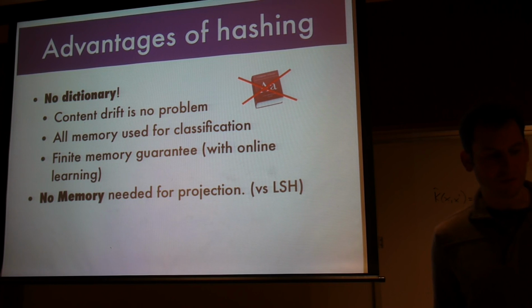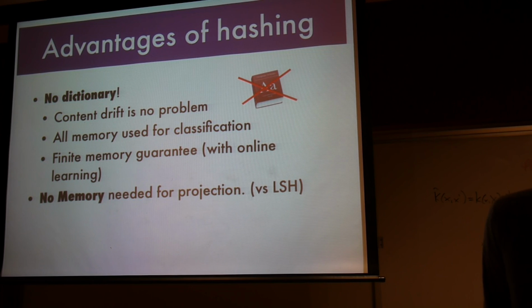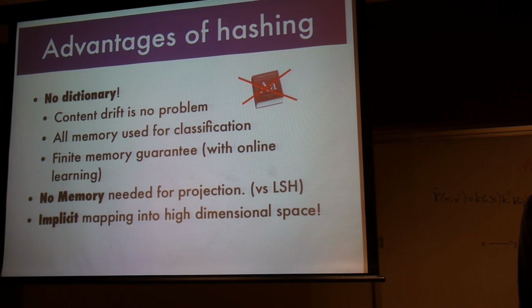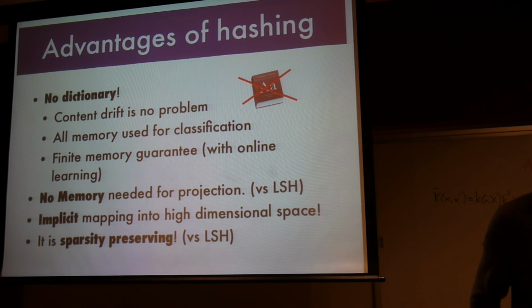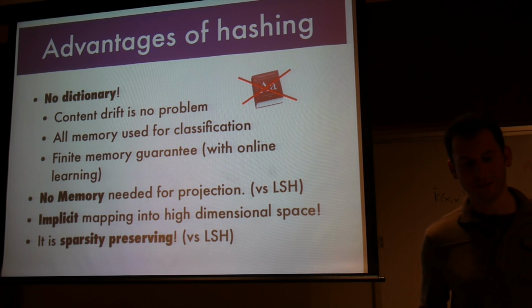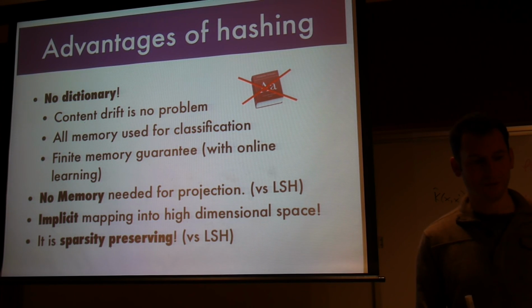Even better, we don't need any memory for the projection matrix. Locality sensitive hashing may or may not require it. And we implicitly map into the space and preserve sparsity. So what I mean by sparsity preserving is, since each non-zero coefficient is only really used once, we know that the number of non-zeros of the hashed vector is never higher than of the original vector. If I use LSH, locality sensitive hashing, this is not necessarily true. I may end up with a vector with considerably more non-zeros after hashing than I would have had otherwise.